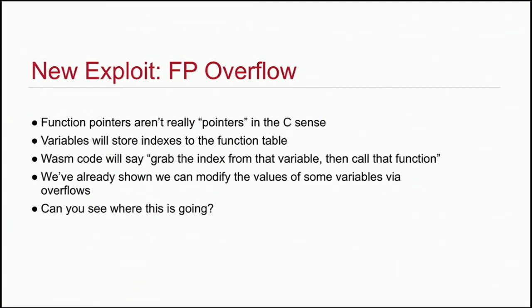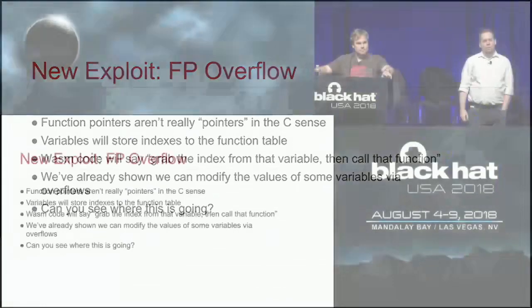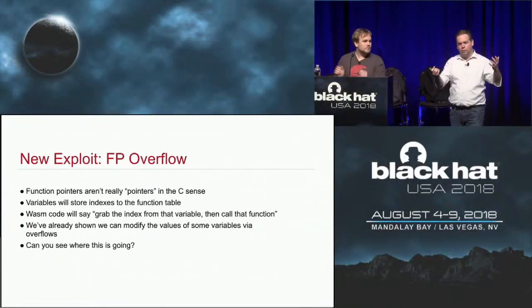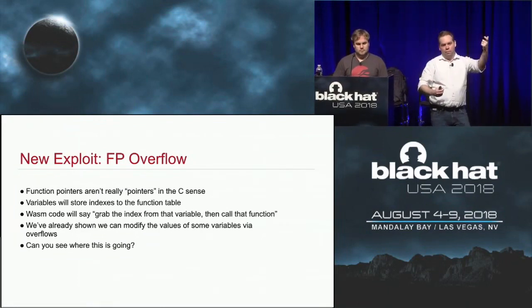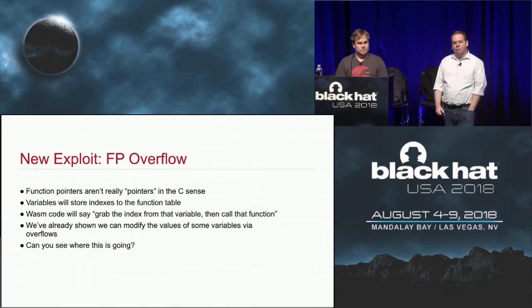The reason we went over a bunch of details about how function pointers work is because we can do some interesting things there too. So we know that function pointers in WASM aren't really pointers. They're integers to this table that does the lookup. And we know that when we use the call indirect stuff to execute a function pointer, that's going to pull a variable, get the value, go look up from the table what to call, and then call it. Now we've just shown you that we can modify what's in a variable via an overflow. So you should be able to guess what comes next.